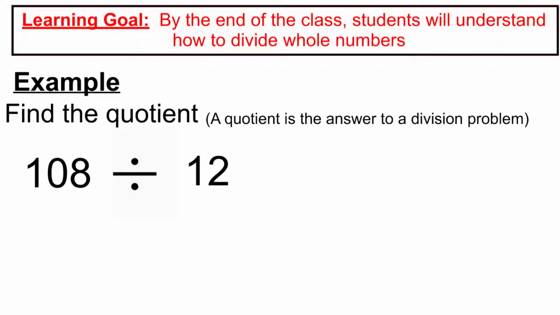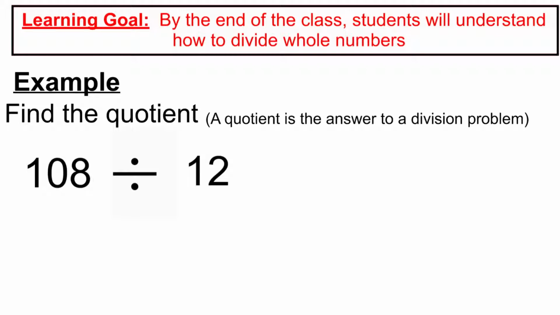Sum is the answer to an addition problem. Difference is the answer to subtraction. Product for multiplication, and now quotient for division. So these are just key words that you might see show up a little later where you're not told which operation to use, but that keyword is going to tell you what to do.